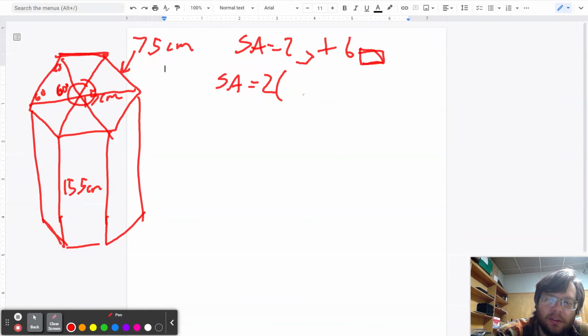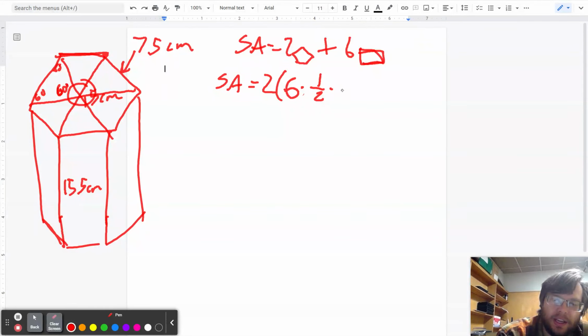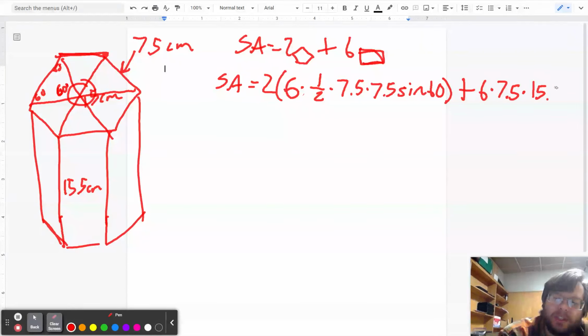Two hexagons. So I'm going to do two hexagons. That's why there's the two there. And then each of those hexagons is made up of six triangles. Each of those triangles is 1/2 times AB times sine C. So 1/2 times 7.5 times 7.5 times sine of 60 degrees. Plus then six rectangles. And the rectangles are each 7.5 wide and 15.5 tall.